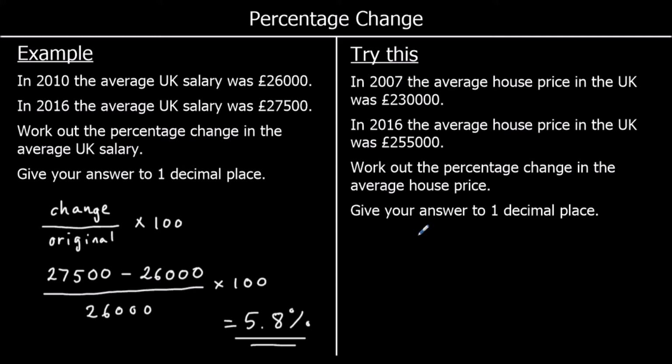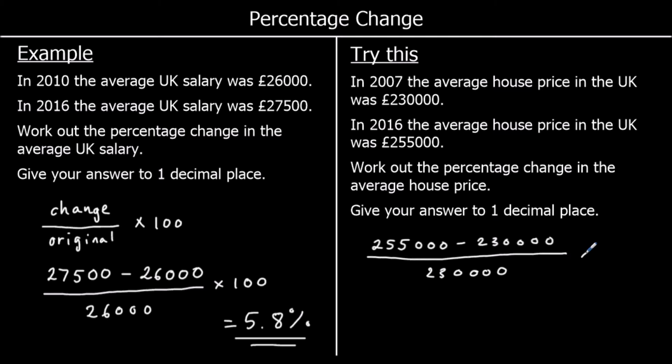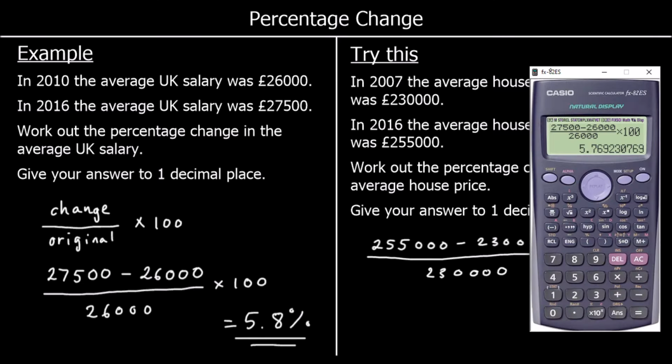So we're going to do the change over the original times 100. So the change is the new minus the old. So it's going to be 255,000 minus 230,000 over the original, which is 230,000, times 100. Change over original times 100.